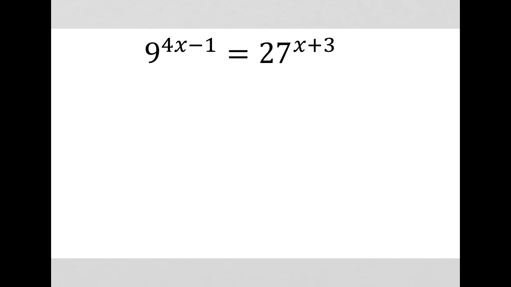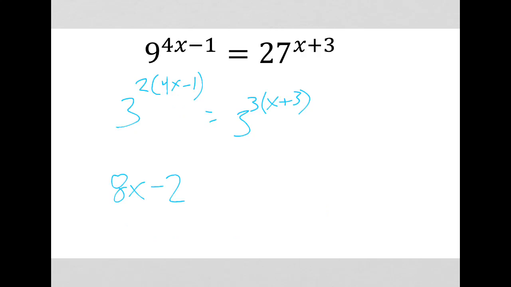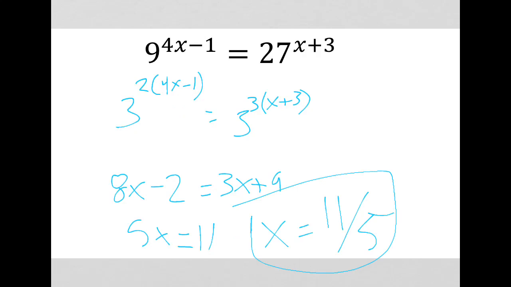Okay, more. 9 and 27, notice that they can both be written in base 3, so I'm going to get 3 squared is 9, and then I have my 4x minus 1 equals 3 cubed is 27, and then I have my x plus 3. So I get 8x minus 2 equals 3x plus 9, and so then 5x equals 11, and x equals 11 over 5.